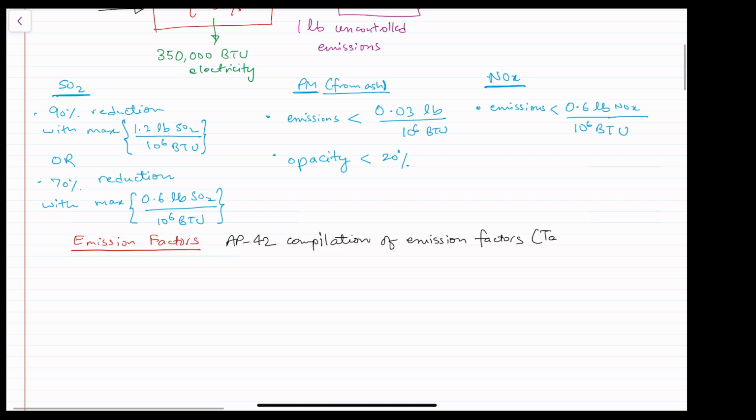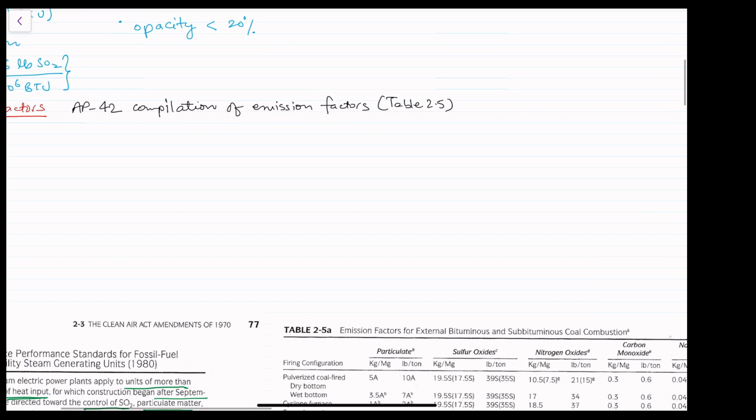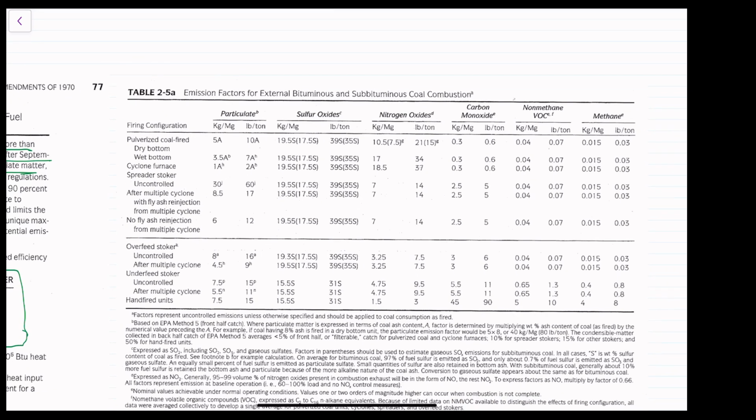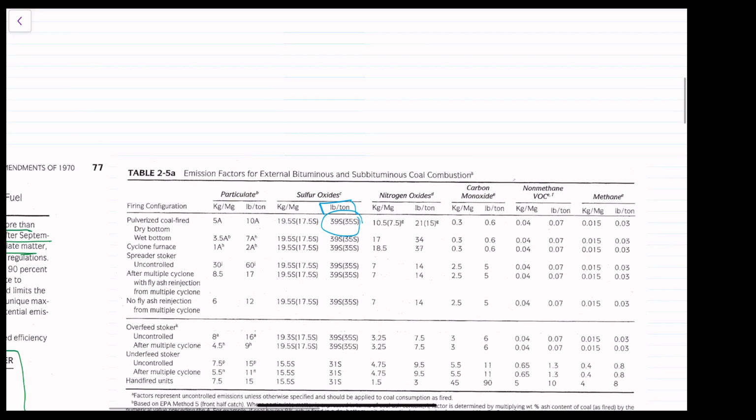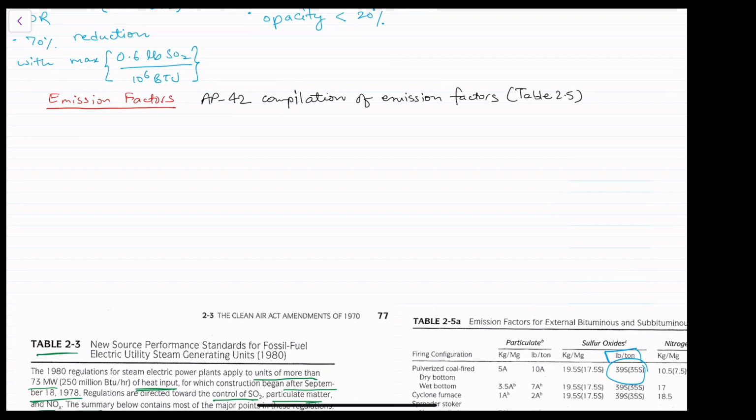And this is given in Table 2.5. Here's Table 2.5. We will look at an example here for sulfur dioxide. The units are pounds per ton, and it's 39S, it says. I'd recommend you read the footnotes and get a better idea of this table. But from this table, the emission factor, if you're looking at, say, coal, as I was just saying, is 39S pounds per ton for SO2 from pulverized coal-fired boilers.